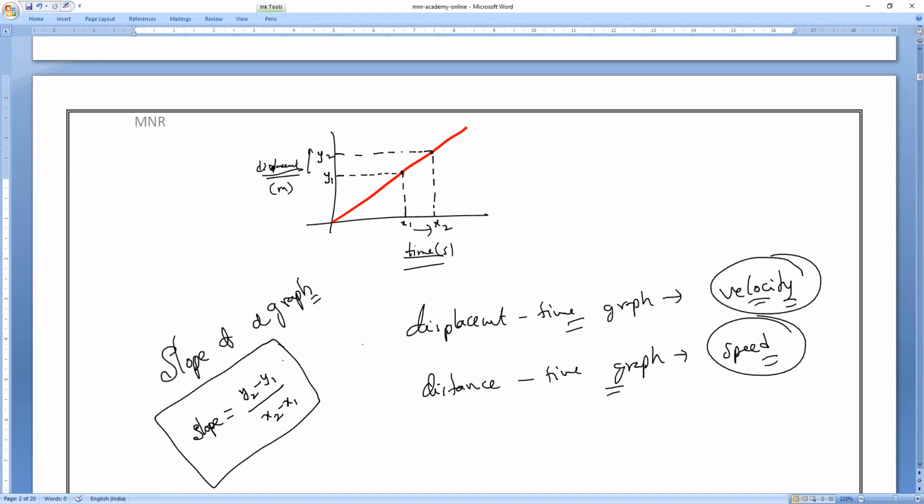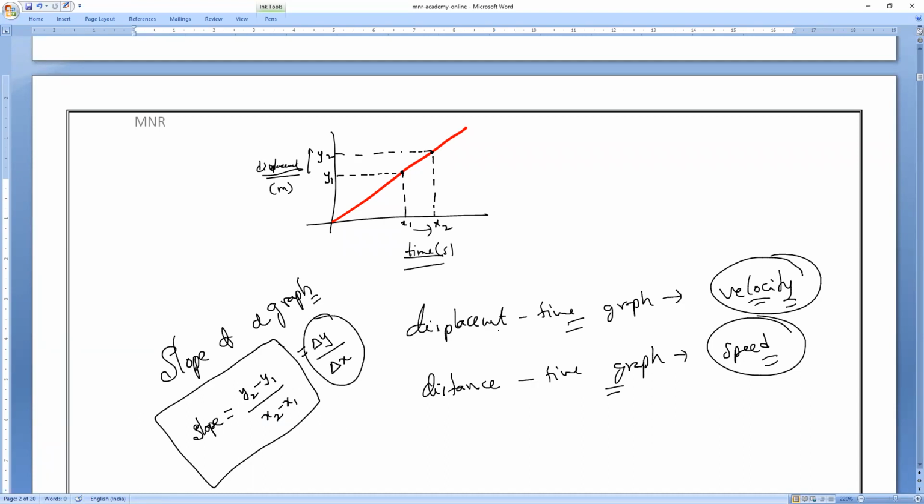Change in y, what we used to call? Last class I told you. We used to call it delta y, divided by change in x, delta x. Clear, all of you? So this is basically what will come.